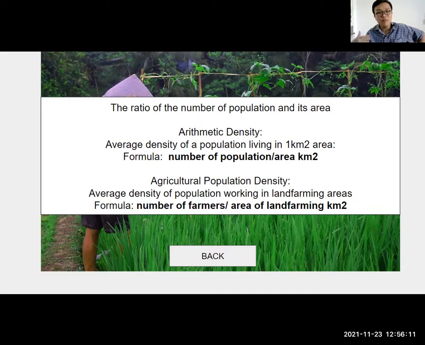Agricultural population density is the average density of population working in land farming areas. So to get it, you just need to divide the number of farmers by their area of land farming, and multiply that. Land farming kilometer square. Okay.